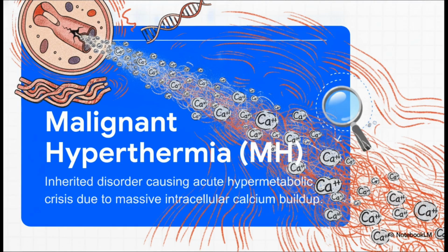Imagine a microscopic floodgate suddenly bursting open. This leads to a massive, uncontrollable spike in intracellular calcium. And the result? The patient's muscles go into the state of continuous, non-stop contraction. This triggers a hypermetabolic crisis, generating a literally lethal amount of internal body heat.